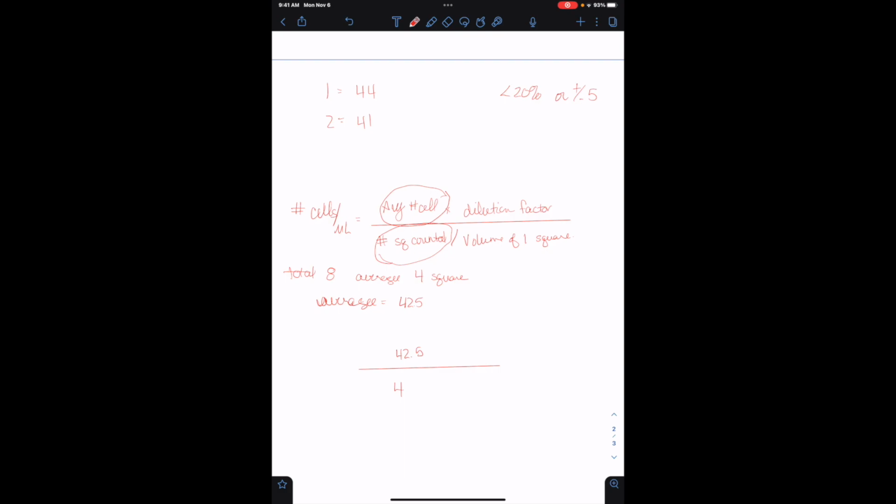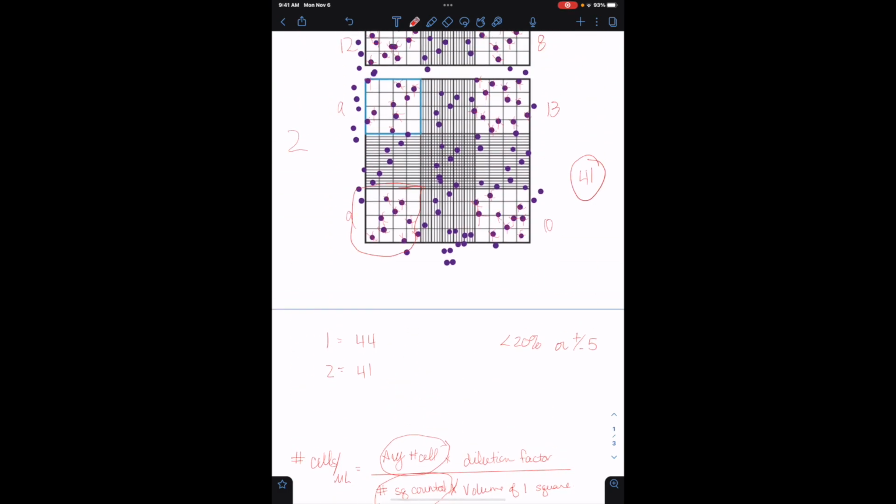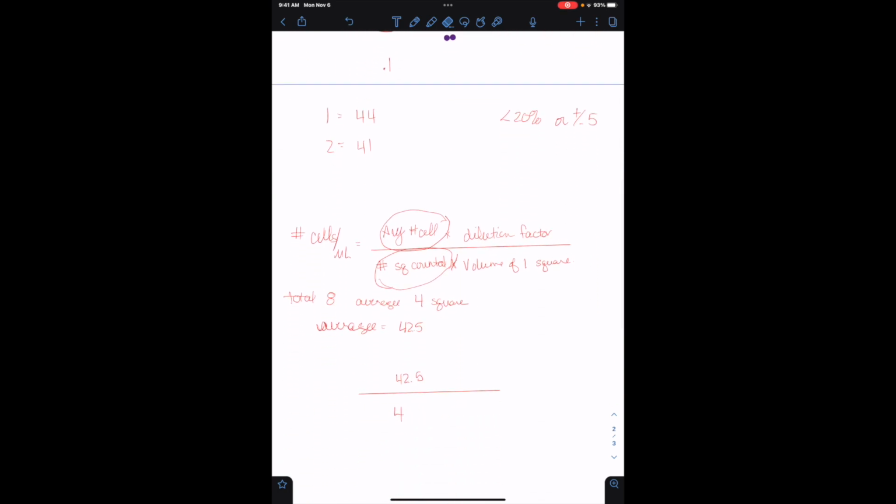And this is multiplied by the volume. The volume of each one of these big squares here is 0.1. If you're talking about these tiny squares for WBCs, that's actually 0.004. So if we were doing red counts here, it would be 0.004, but we're doing 0.1 for these ones. So multiplied by 0.1, and there's no dilution. So now, what's 4 times 0.1?